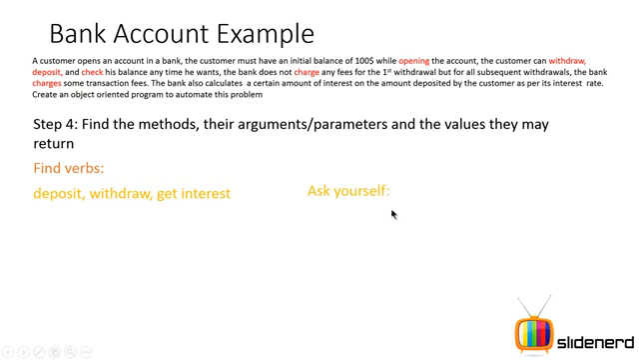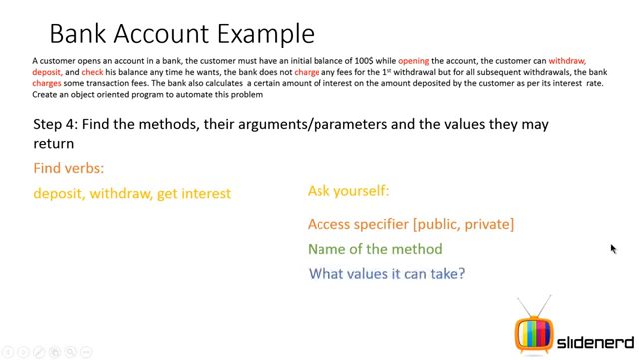Based on this, ask yourself this question: which access specifier are you going to give to that method? Is the method going to be public? Should you be able to access it from everywhere? Is it private? Should it be accessible only from a certain location? What should be the name of the method? This is again completely your choice. What values can it take, what kind of parameters, is it even going to have parameters, and what kind of values is it going to return? Is it going to just print something out? Is it going to return something?